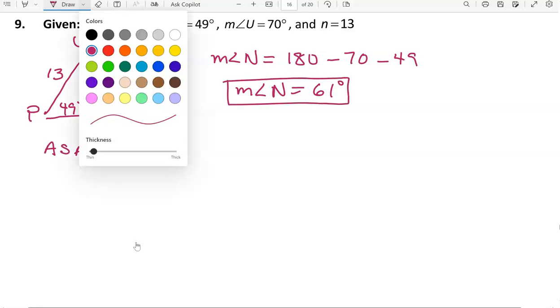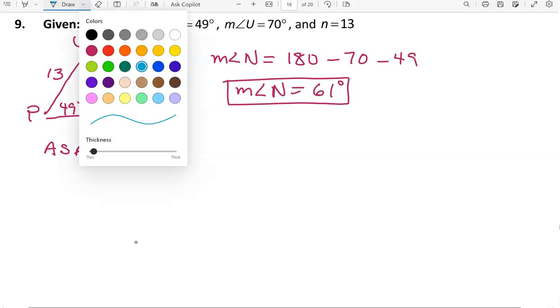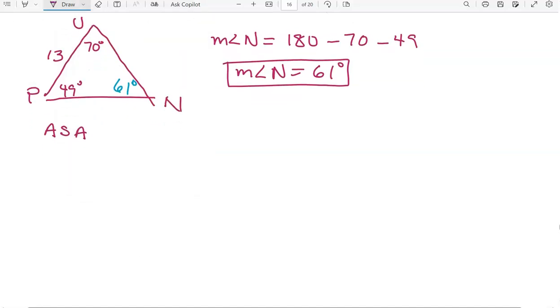Now that we've found that number, I'm going to include that in our label. Now we have all three angles. The only remaining parts to find are sides. There's no ambiguity about finding sides in the same way that there is finding angles using the law of sines. So we just set up two proportions. It doesn't matter which side we solve for first.